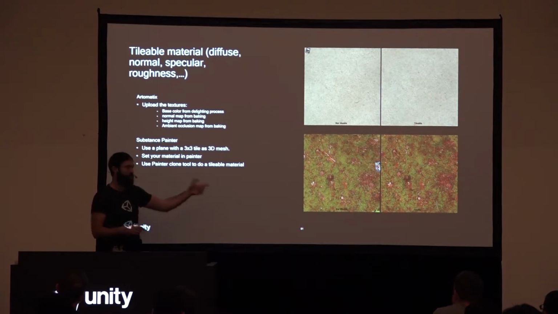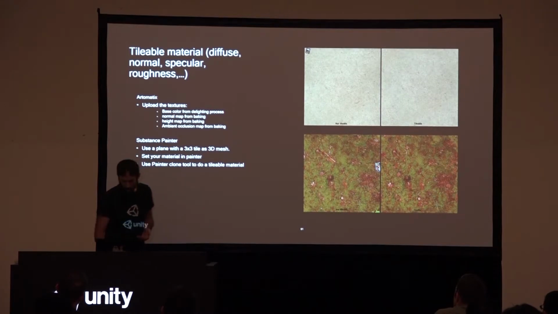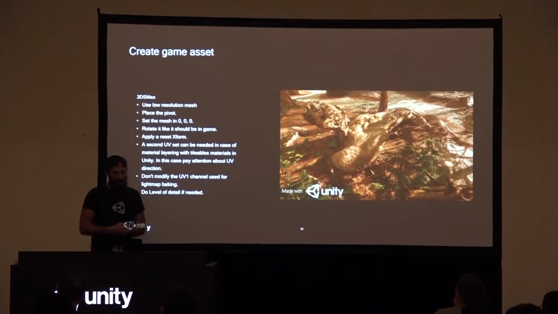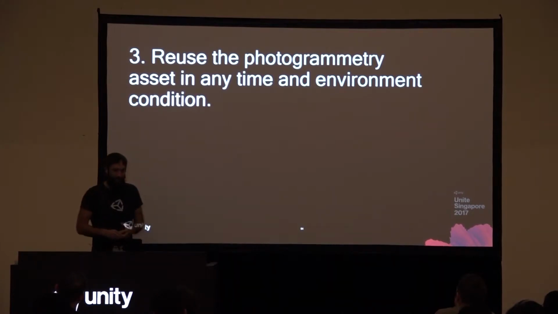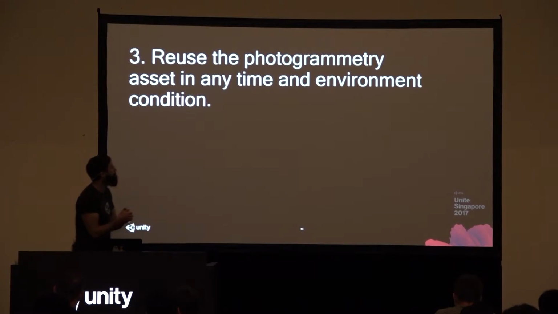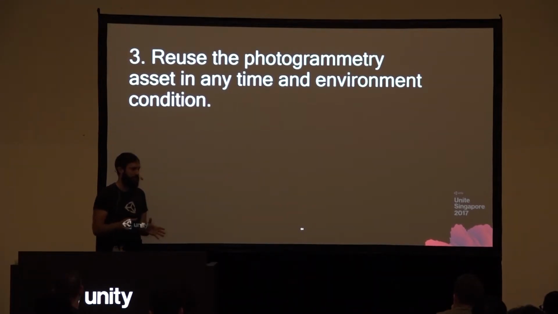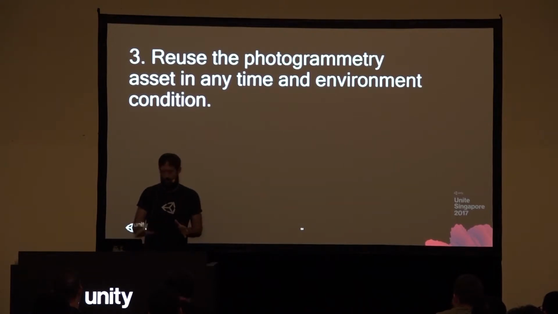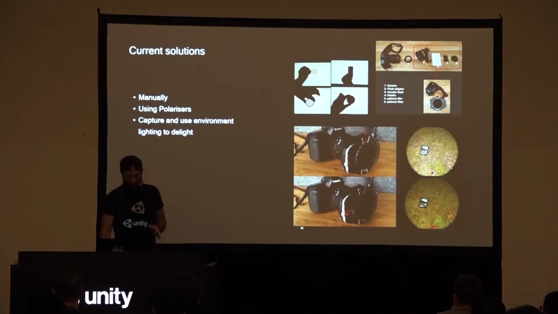So if you use your texture as a material, you can paint it back and make something which looks like that. And then you create the game asset, so that's very traditional. And then we get to the last point, which is reuse the asset on any light conditions. And that's where we had an issue. I will just show this a bit after.